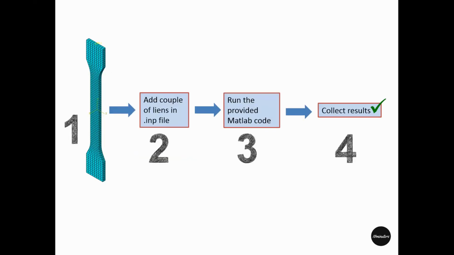The steps involved in a nutshell are: in the first step, you build the model, then add a couple of lines as I will show in the input file of the model, run the provided Matlab files, and finally collect the results that you wanted. Let's start with this example of the dogbone model.